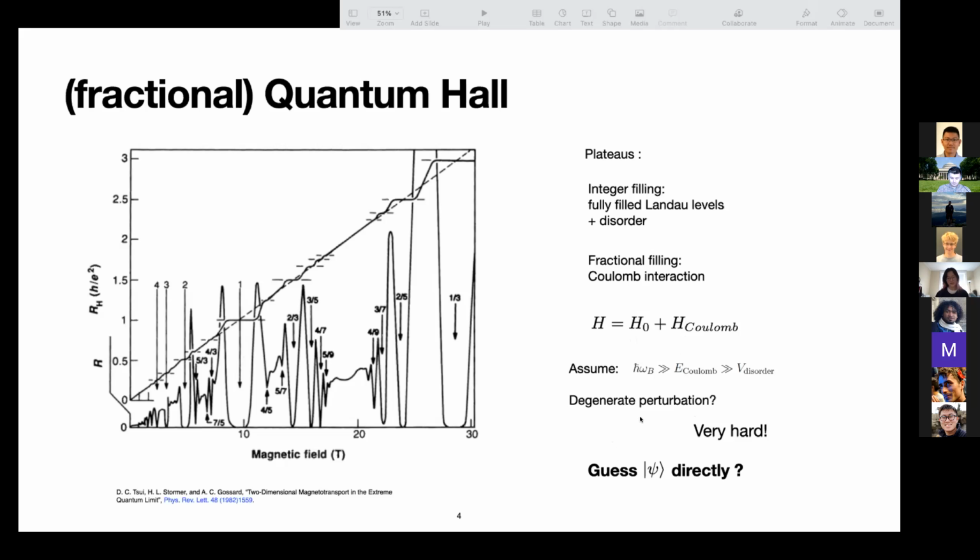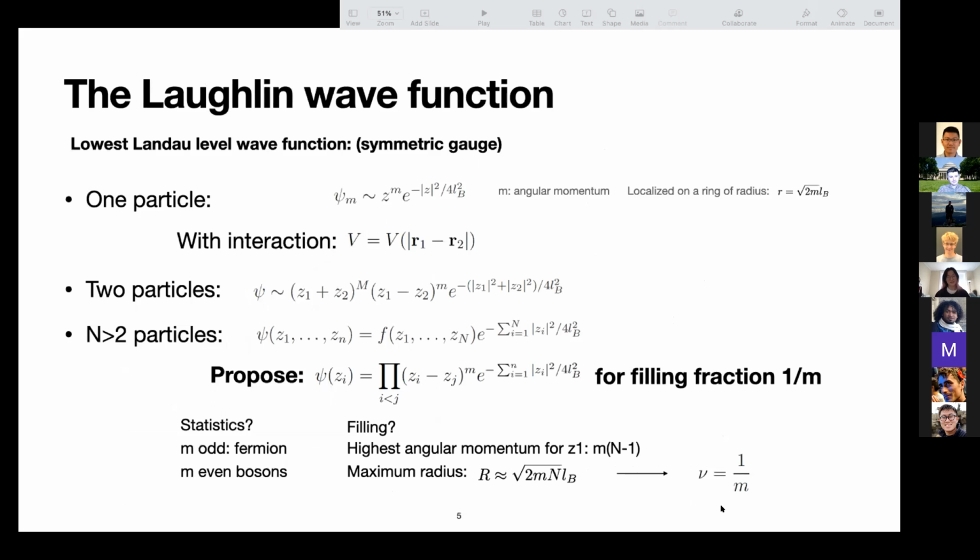So Laughlin made a very bold move. He's like, how about I just guess the ground state wave function directly? After all, that's what we want. So let me introduce the guess wave function, which is the Laughlin wave function.